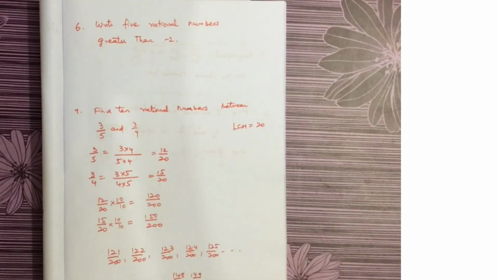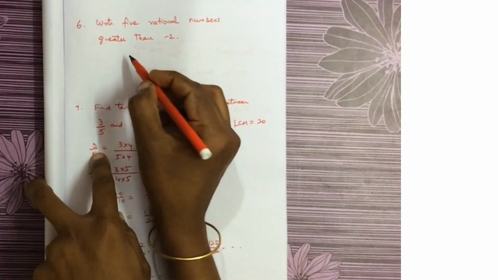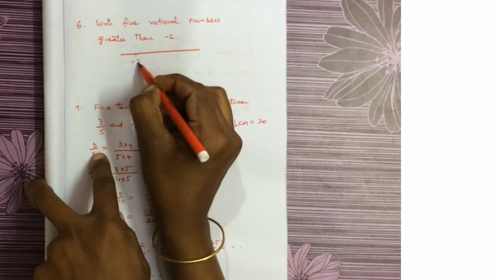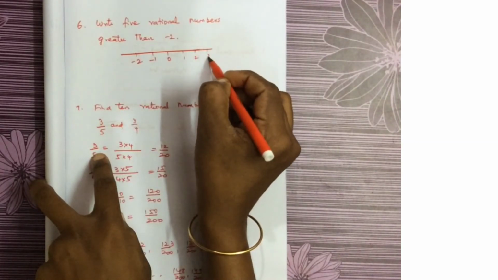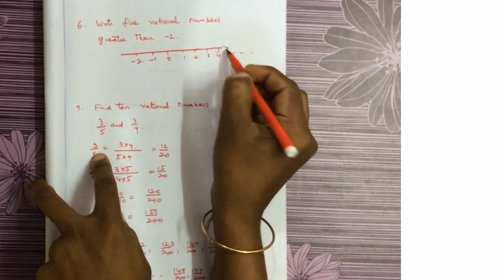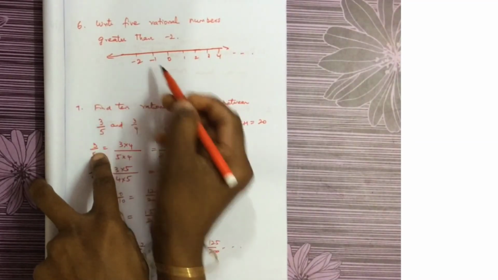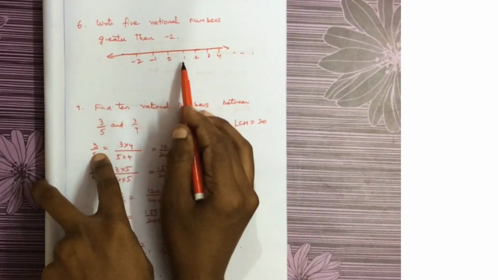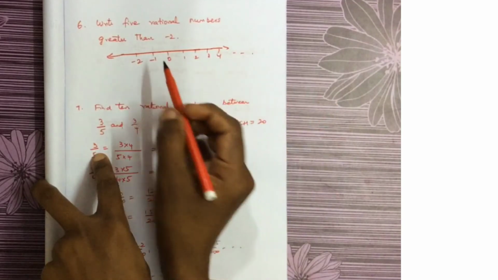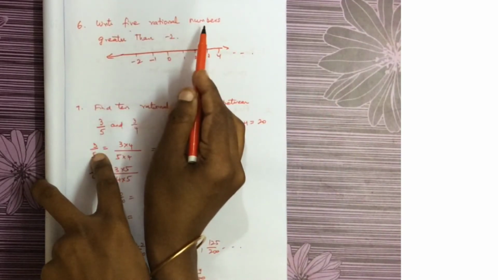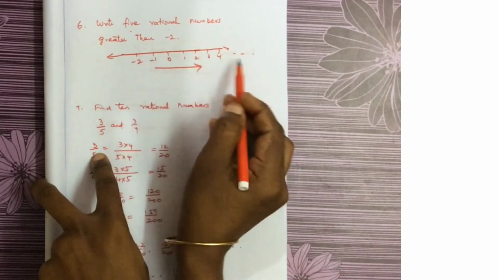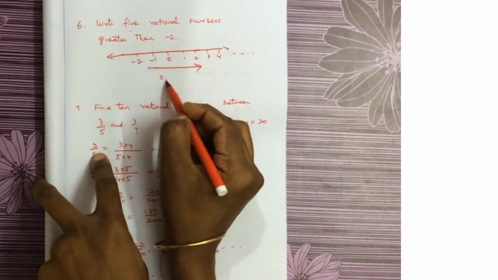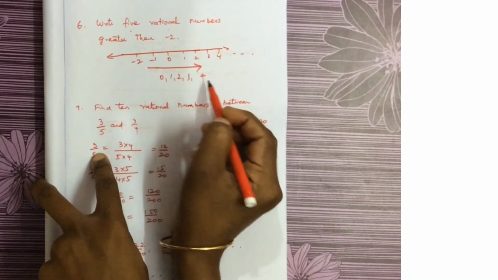Write 5 rational numbers greater than -2. If you draw a number line here, this is -2, this is -1, this is 0, 1, 2, 3. Because -1 is a rational number, 0, 1, 2, 3, everything is a rational number. So they have asked for any 5 rational numbers greater than -2. Any of these you can write: 0, 1, 2, 3, 4.